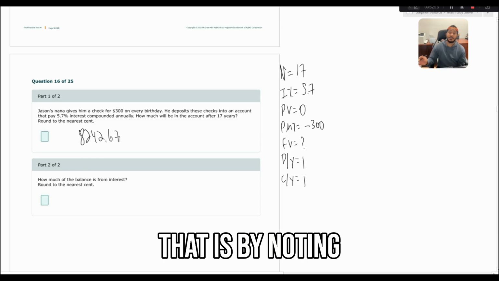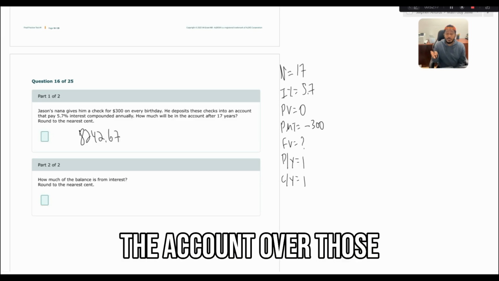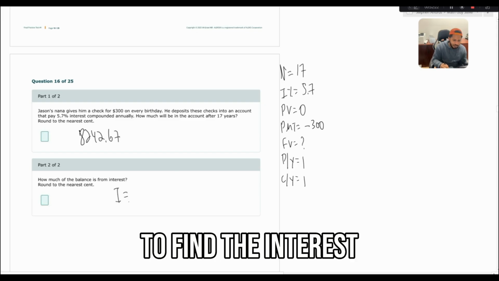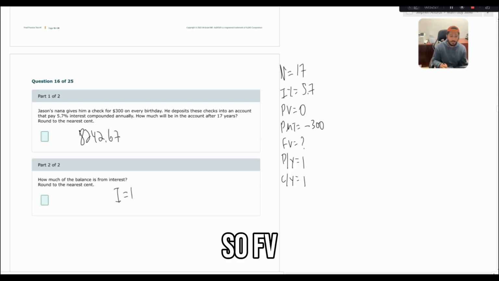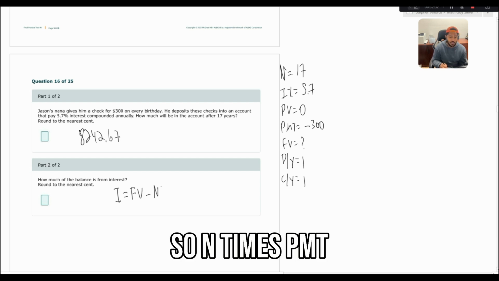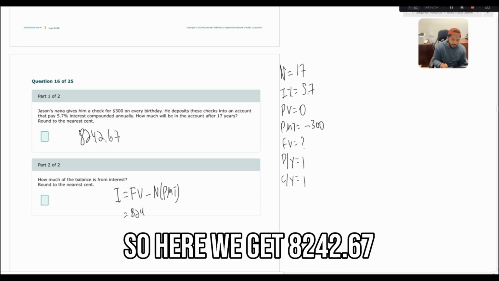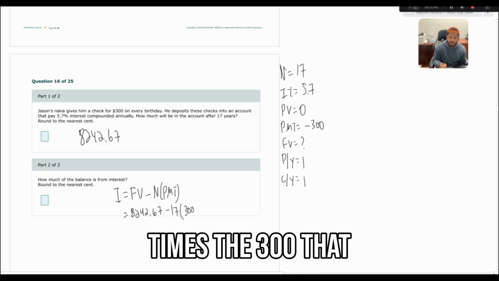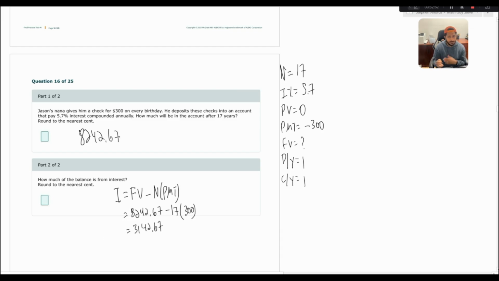But then the second part of it says how much of the balance is from interest. So how we find that is by noting, okay, I'm paying $300 every year. So that's the amount that should be in the account over those 17 years, 300 times 17. To find the interest accrued over this time, we'd say the ending amount, FV, minus N times PMT, because that's how much money should be in the account. So here we get 8242.67 minus 17 times 300, which gives us 3142.67.